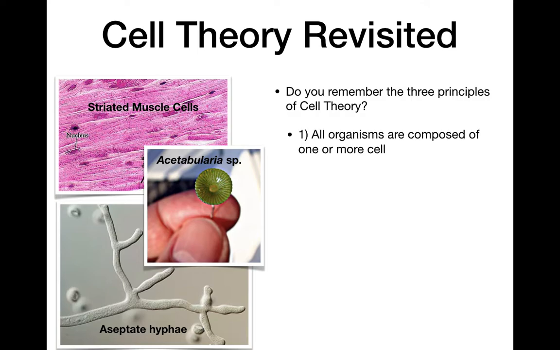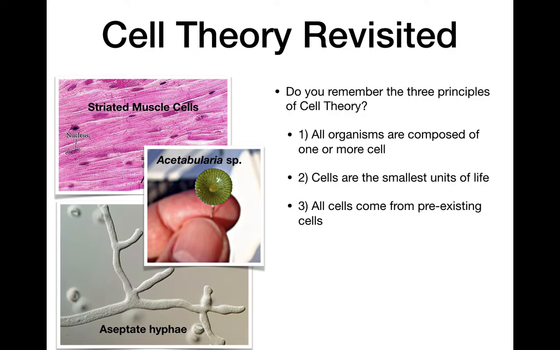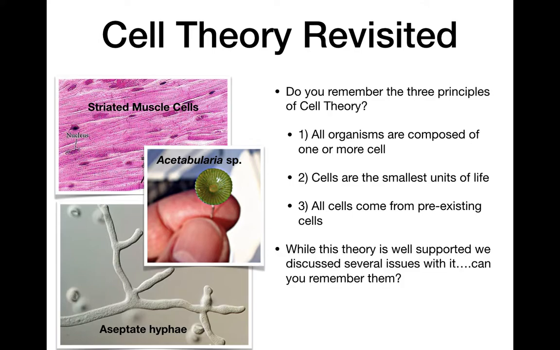So the first one, all organisms are composed of one or more cells. Then cells are the smallest units of life, and all cells come from pre-existing cells. So we've talked about this before, and this is a very well-supported theory, but to become a theory in science, it has to be very well supported.